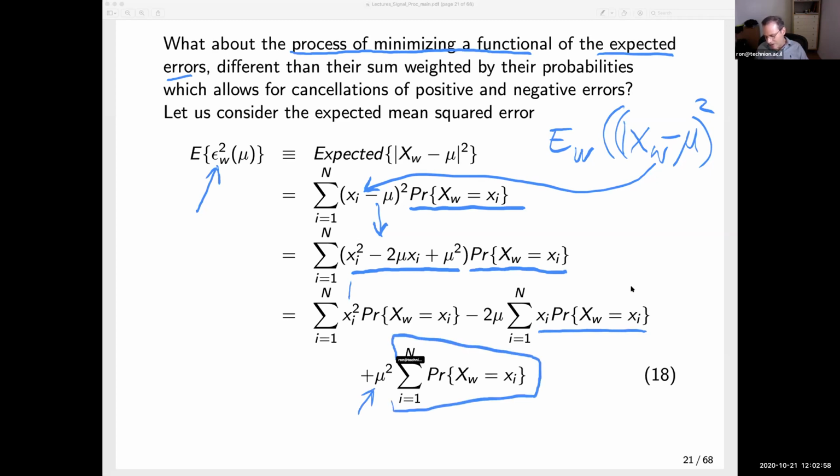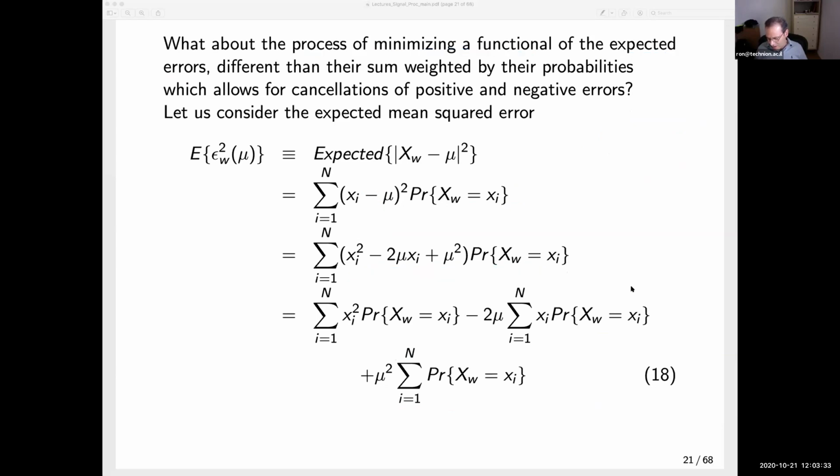Now let's dissect it term by term. What is the sum over all the probabilities of i? What do we know from probability theory? Gal, yeah? 1. Mu squared, yeah? Again, so this is equal to? 1. Thank you. What else can we say? So this is equal to 1.